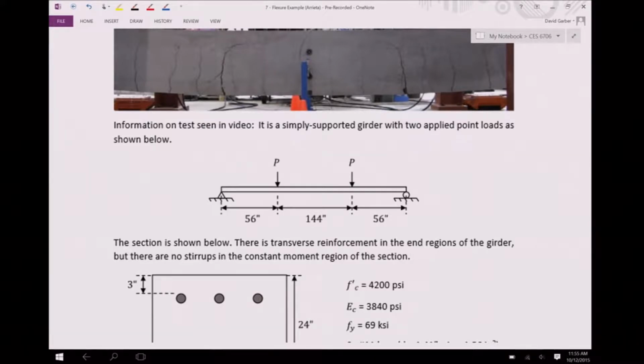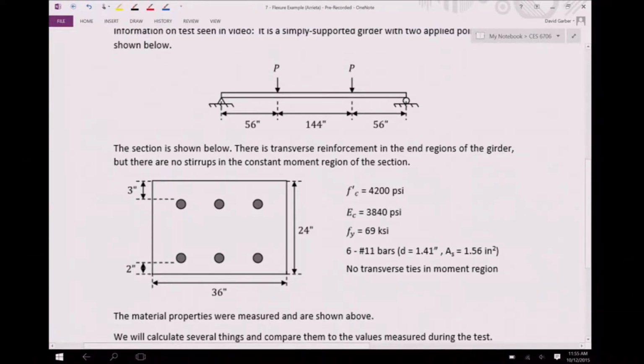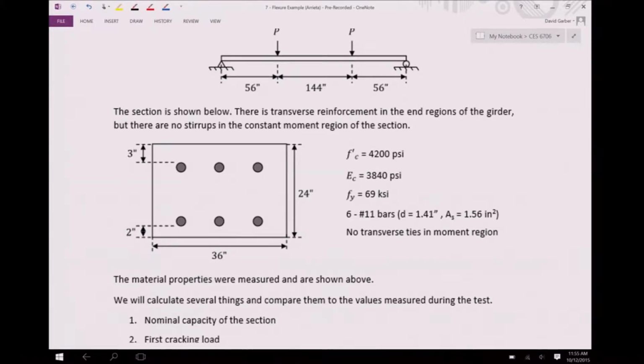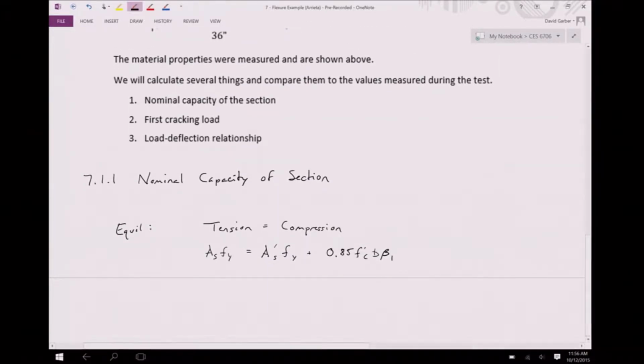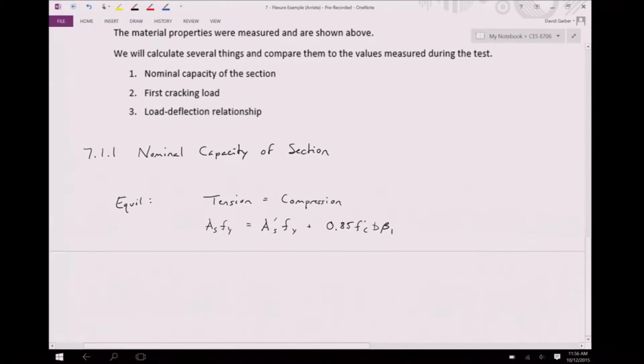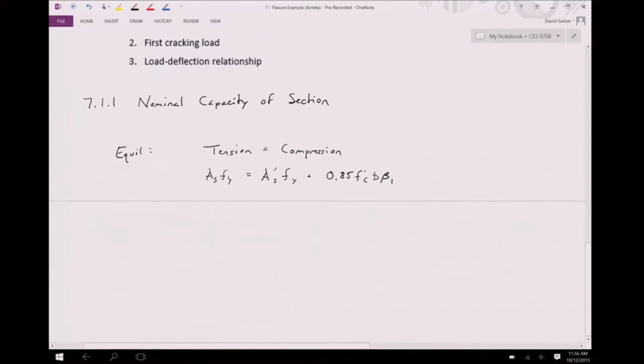This is a 2-point load test on a piece of a wall slab. So that's kind of why it has this weird geometry. We give the measured material properties, and then we can look below. And as I said, what I want us to find is the nominal capacity of the section, the first cracking load, and the load deflection relationship.